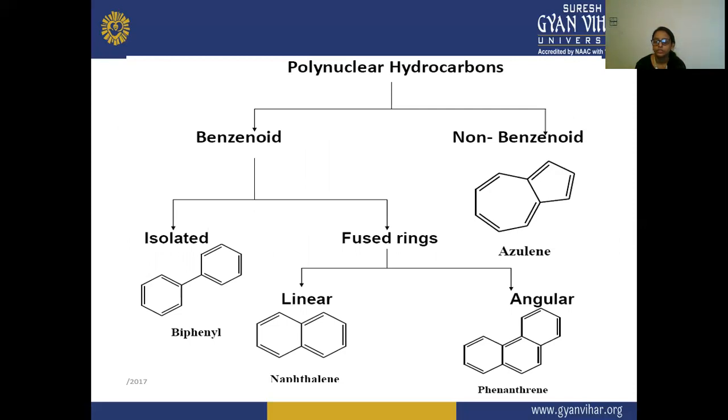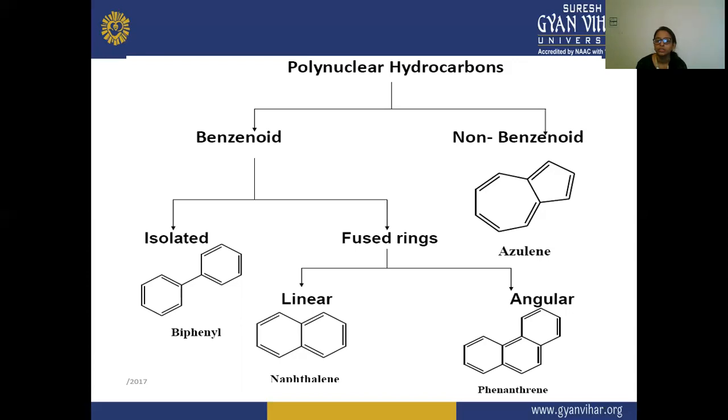So this isolated example is your biphenyl, and the fused ring is again divided into two structures, that is your linear and your angular. So this linear example is your naphthalene, and this angular example is your phenanthrene. So this polynuclear hydrocarbon is divided into two categories, that is your benzenoid, and second is your non-benzenoid.